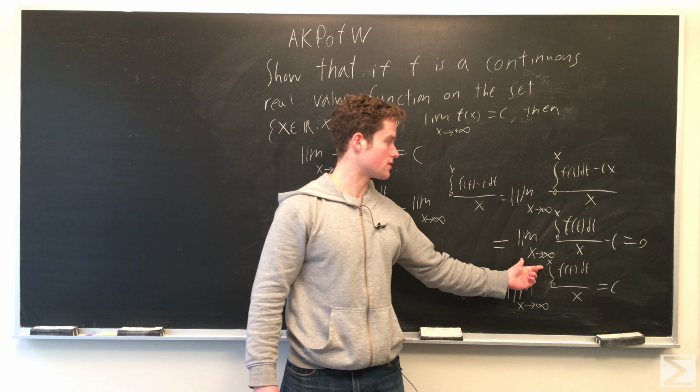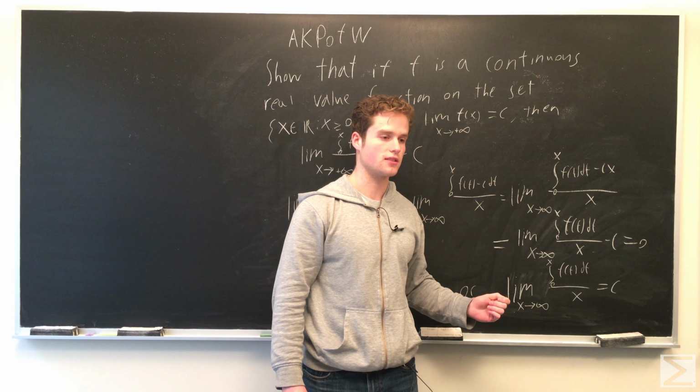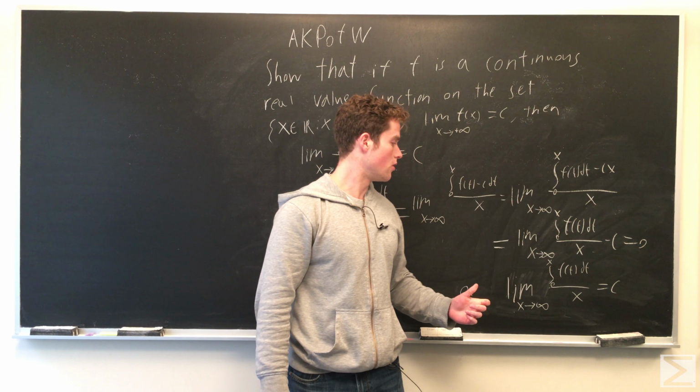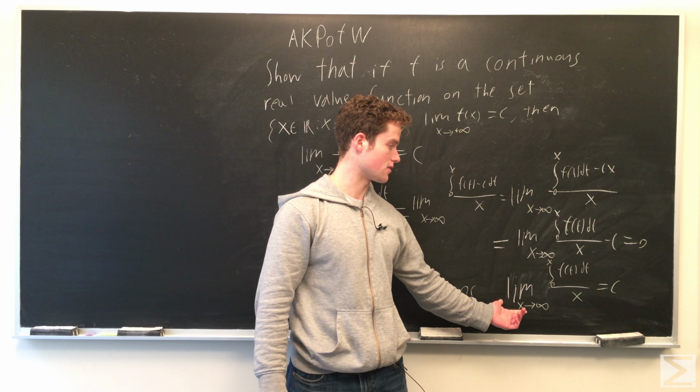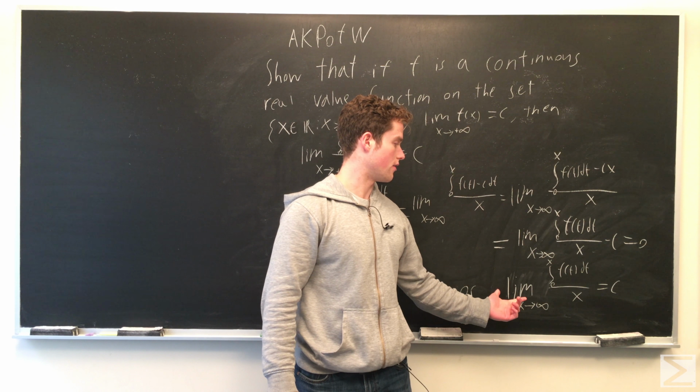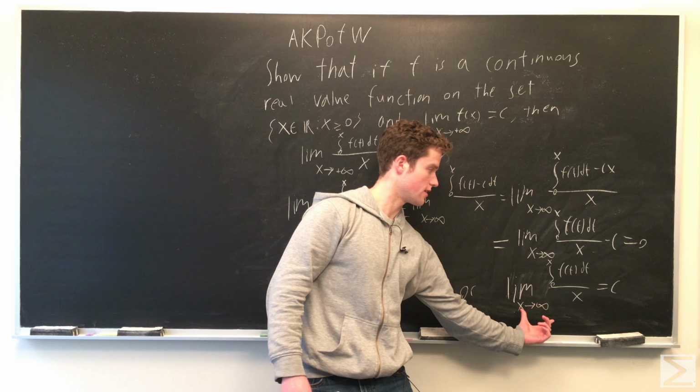So the limit as x goes to infinity of the integral from 0 to x of f of t dt over x, minus c, equals 0. Or we can conclude from this that c equals the limit as x goes to infinity of the integral from 0 to x of f of t dt over x. So this thing equals c.